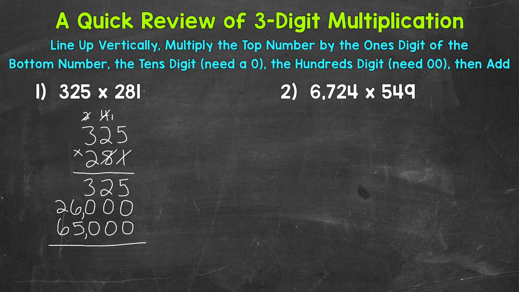And once we get to this point, we add these numbers to get our final product or answer. We'll start with the ones place. 5 plus 0 is 5. 2 plus 0 is 2. 3 plus 0 is 3. 6 plus 5 is 11. So we'll put our 1 and then carry the other one. And then 1 plus 2 is 3, plus 6 is 9. We will put in our comma, and this is our final answer.